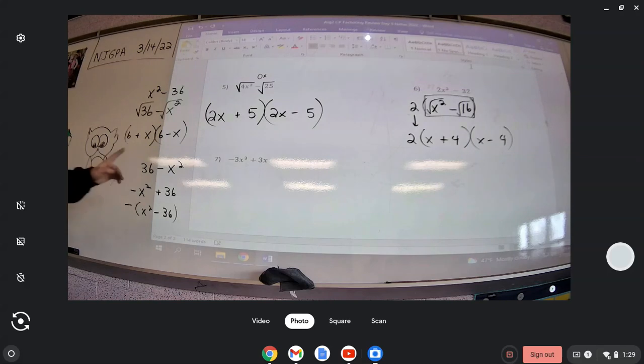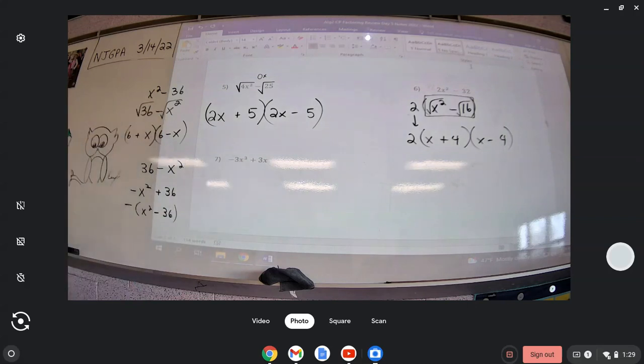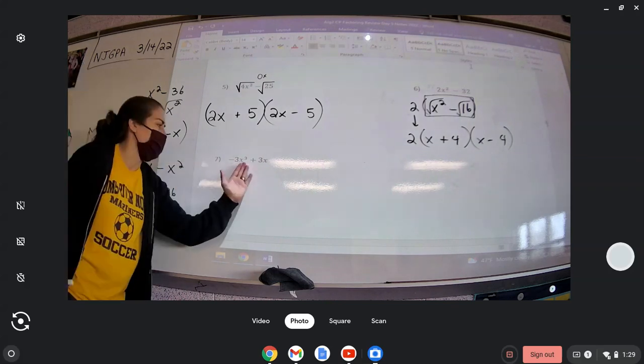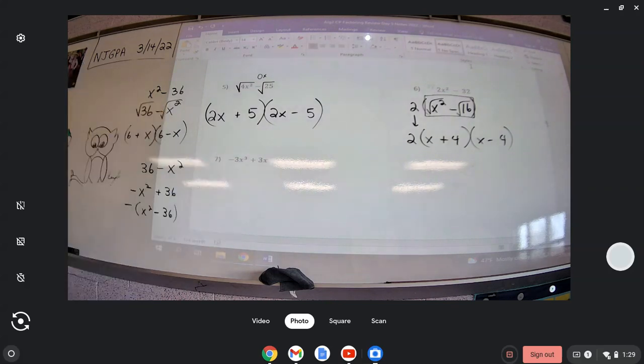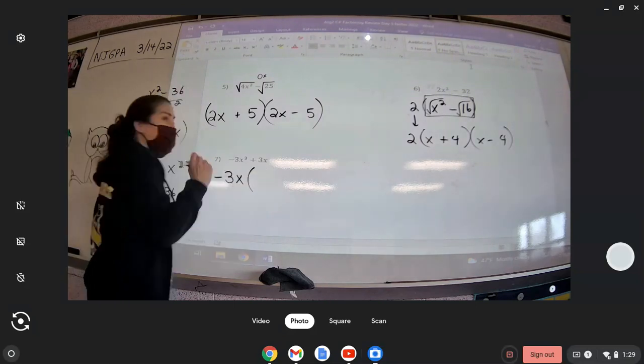Is that the difference of two perfect squares? No. 3 ain't no perfect square, guys. That's x to the third. He definitely ain't a perfect square. That's okay, because what do we always look for first? What does a 3x to the third and a 3x have in common? Definitely a 3, and what else? An x. And since it led with a negative, what should we factor out? Negative 3x.